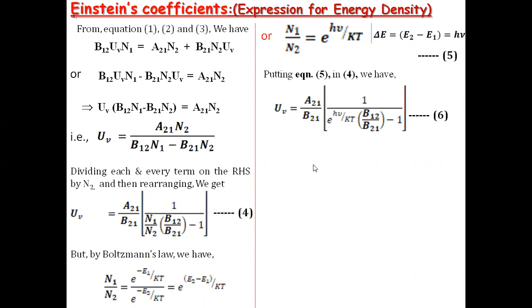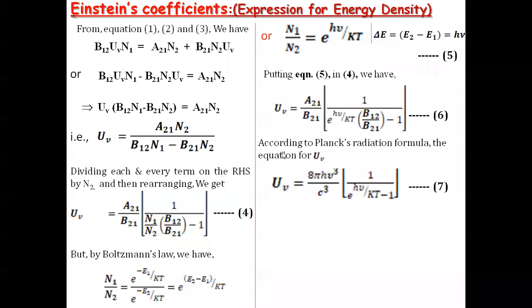Now you have to compare equation 6, that is the energy density expression, with Planck's radiation formula. I hope you remember that in module 2, quantum mechanics contains Planck's radiation law. Somehow you have to practice it if you don't remember. E nu, the energy density emitted by a black body, is equal to 8 pi h nu cubed divided by c cubed, into 1 over e^(h nu/kT) minus 1.